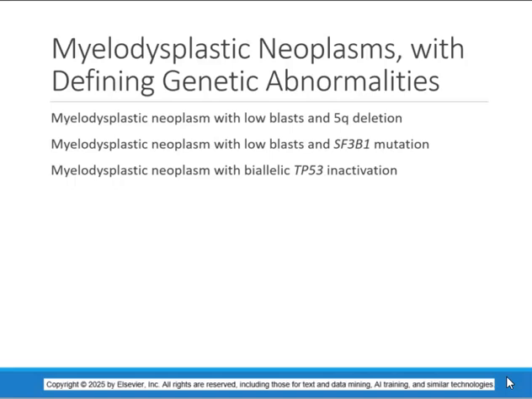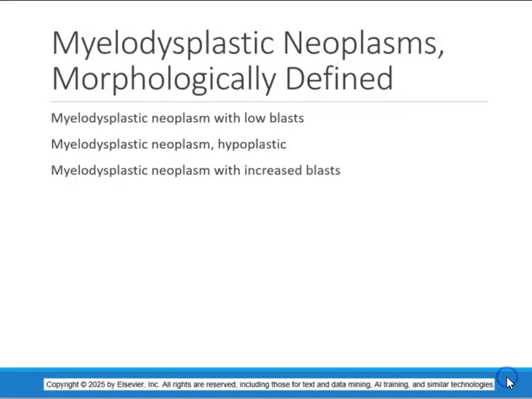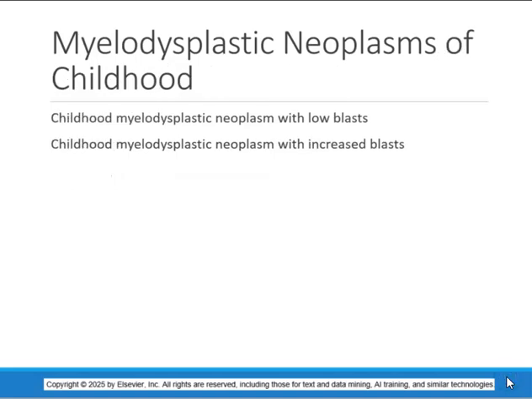Other ones, we know certain genetic abnormalities, like we said, the 5q deletion, really don't have a lot of blasts. The SF3B1 mutation and the TP53 inactivation. That is more of a tumor suppressor kind of thing that's going on with that. So some myelodysplastic have lower blasts. Some of them, the bone marrow is not there, so it's hypoplastic. Some of them have increased blasts, but it's still not leukemia. So, like I said, the testing is critical here.